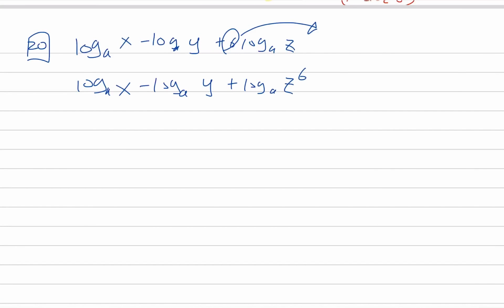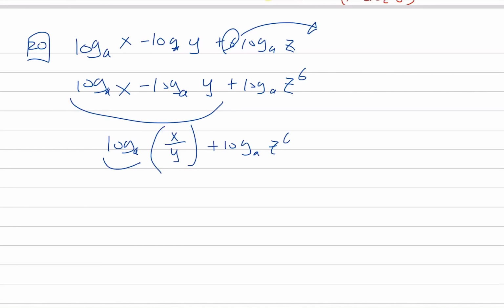Like this. Then we can combine 2 at a time. This is log a. We combine to single log. Now subtraction means division within the inputs, like this. Now addition between same base log is multiplication within the inputs. So we have x times z^6 over y.